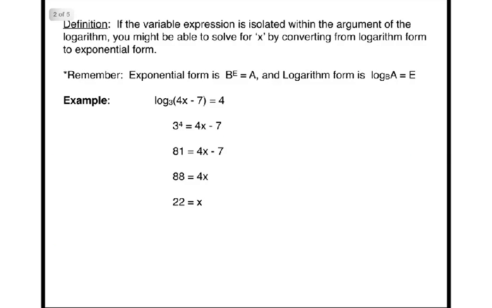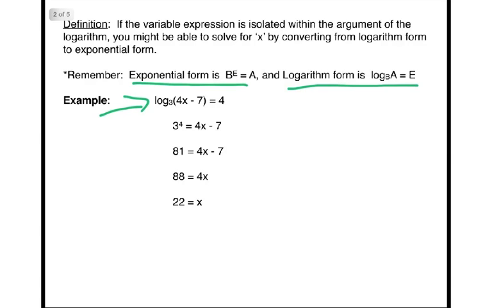Here's another definition. If the variable expression is isolated within the argument of the logarithm, you might be able to solve for x by converting from a logarithm form to an exponential form. Remember, exponential form is b to the e equals a, base to the exponent equals answer. And logarithm form is log base b of a equals e. So let's see this example.